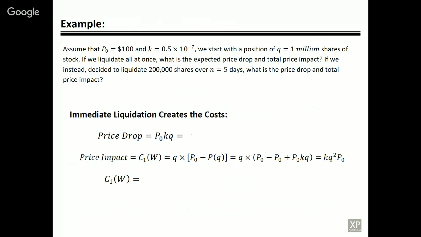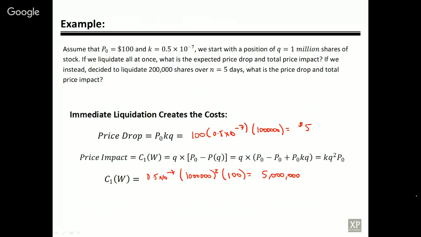So our price drop here would be P0KQ. So P0 is 100, K is 0.5 times 10 to the negative 7, and Q is 1 million shares. And that gives us a value of $5. And the price impact would be K, 0.5 times 10 to the negative 7, multiplied by Q squared, so 1 million squared, multiplied by P0 here, so 100. And that gives us 5 million. So the price drop in the market would be $5, and the price impact would be 5 million.